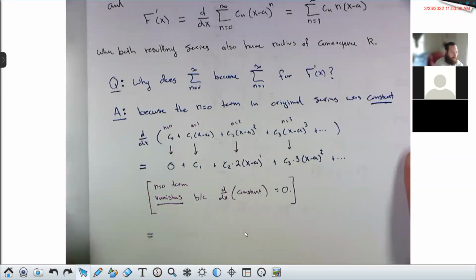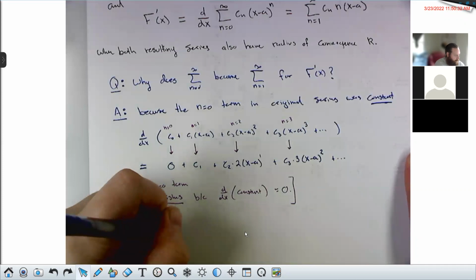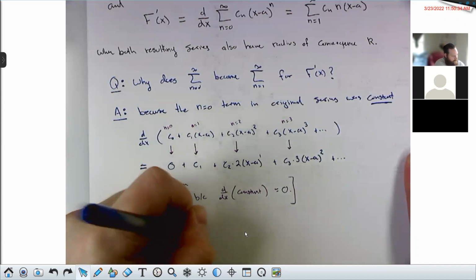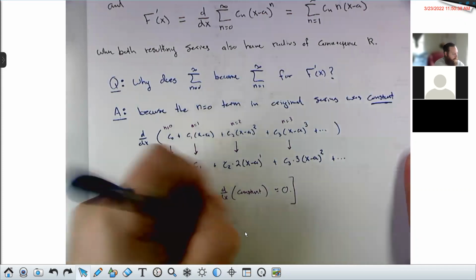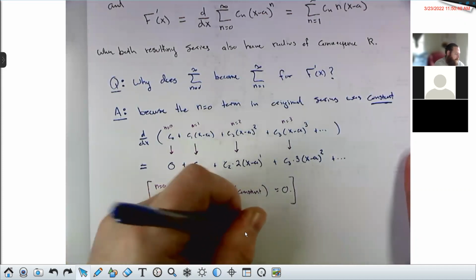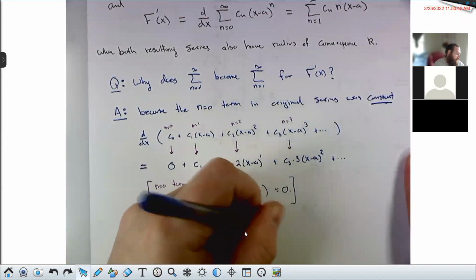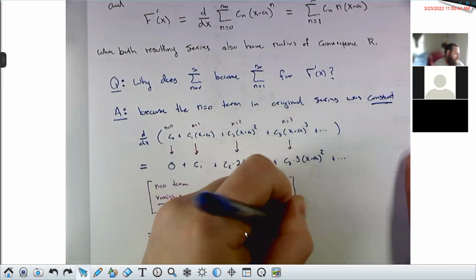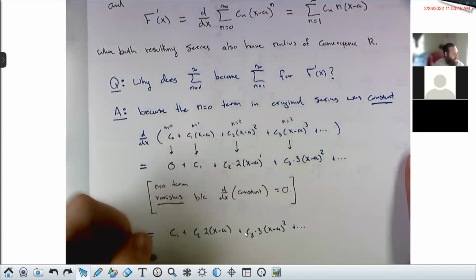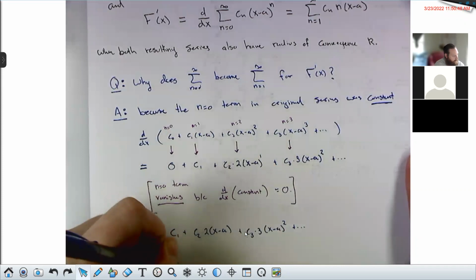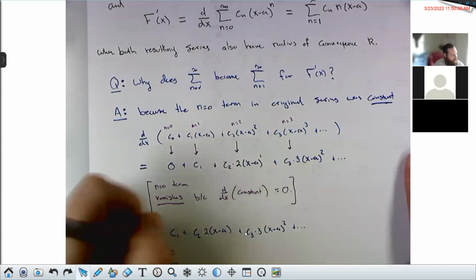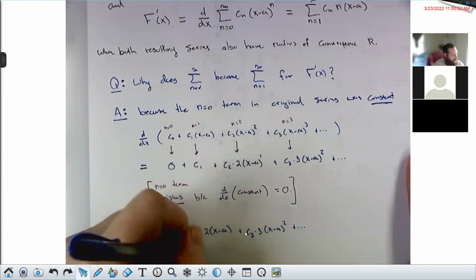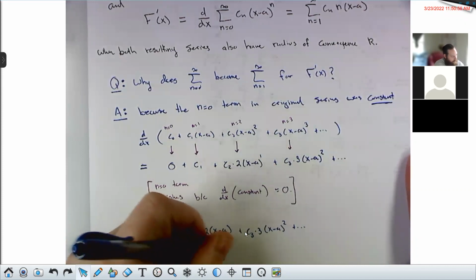He's gone. So this resulting series is just C1 plus C2 times 2x minus a plus C3 times 3x minus a squared plus and so on. And if you had to write this in sigma notation, you'd go, oh, well, that's sigma n from 1 to infinity, Cn times n times x minus a to the n minus 1.